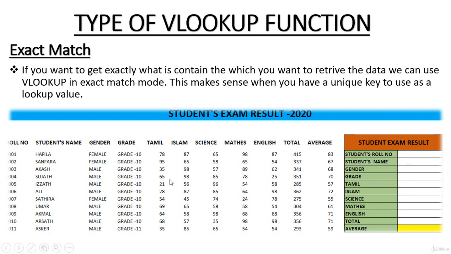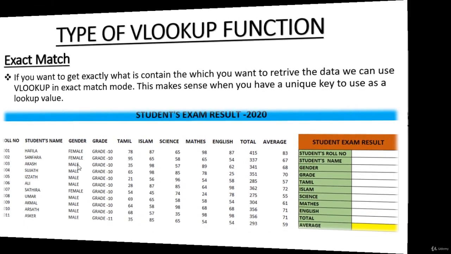No need for any approximation. Exactly what is in the table should be retrieved in this chart. That is called an exact match. For example, if the student roll number is 1001, that is Hafila, exactly Hafila in the cell is retrieved, and the gender is female, exactly female. Likewise, exactly what appears in the table should be retrieved. So this is called an exact match.